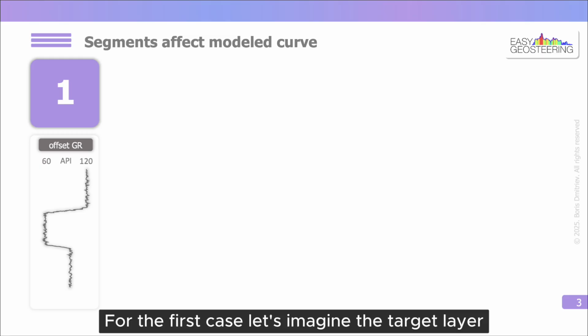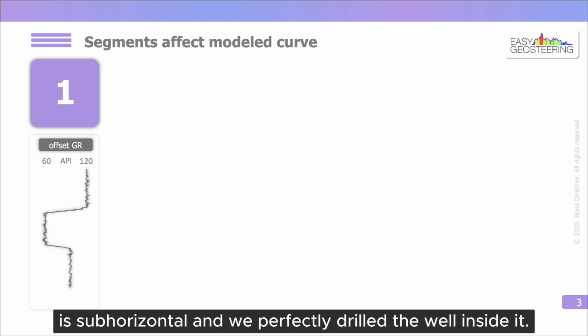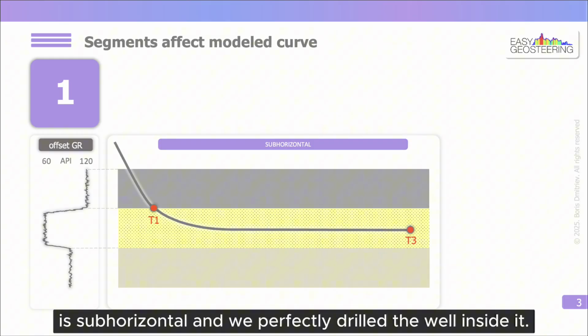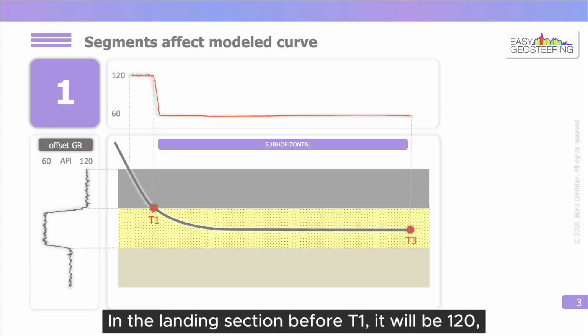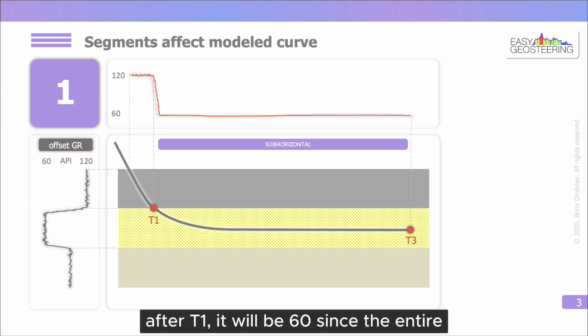For the first case, let's imagine the target layer is subhorizontal and we perfectly drill the well inside it. How will the modeled gamma ray look? In the landing section before T1 it will be 120, after T1 it will be 60 since the entire horizontal part remains in the reservoir.